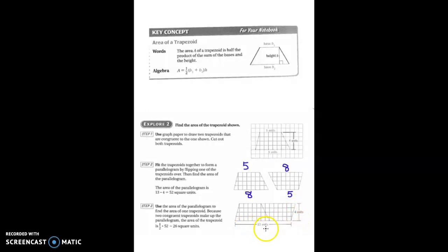If I took 13 times 4, I would get 52. But this is two trapezoids put together to make this parallelogram. So therefore, one trapezoid will be 26.